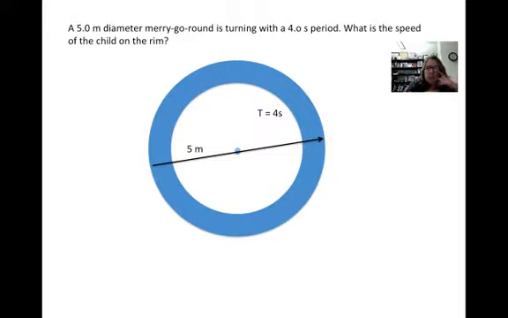There's an equation that relates the speed at the rim to the period, which is v equals 2 pi r over T. We put the radius at 2.5 because the diameter is 5, so we take half of it because we're only concerned about the radius. Then T is 4 seconds, and we get v equal to 3.9 meters per second. So if there's a kid going around this merry-go-round, she or he would be traveling at 3.9 meters per second.